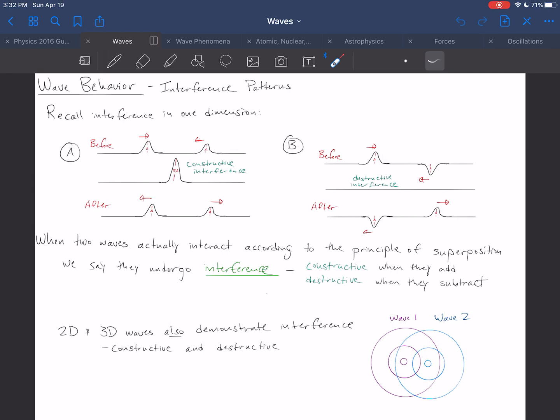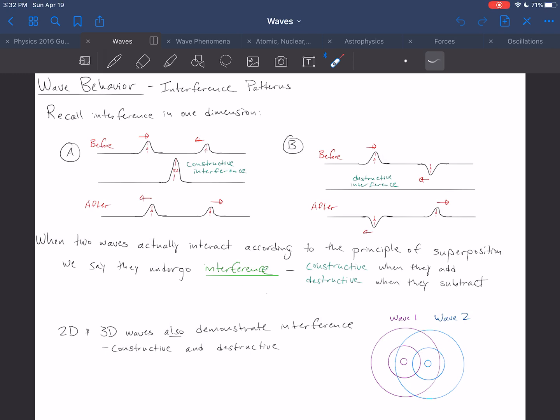Recall that in one dimension, constructive interference occurs when the displacement of two waves at the same point is in the same direction. So remember that interference in general is a name for the phenomenon when two waves are in the same place at the same time. And constructive interference is when those two waves have displacements that line up or add up.